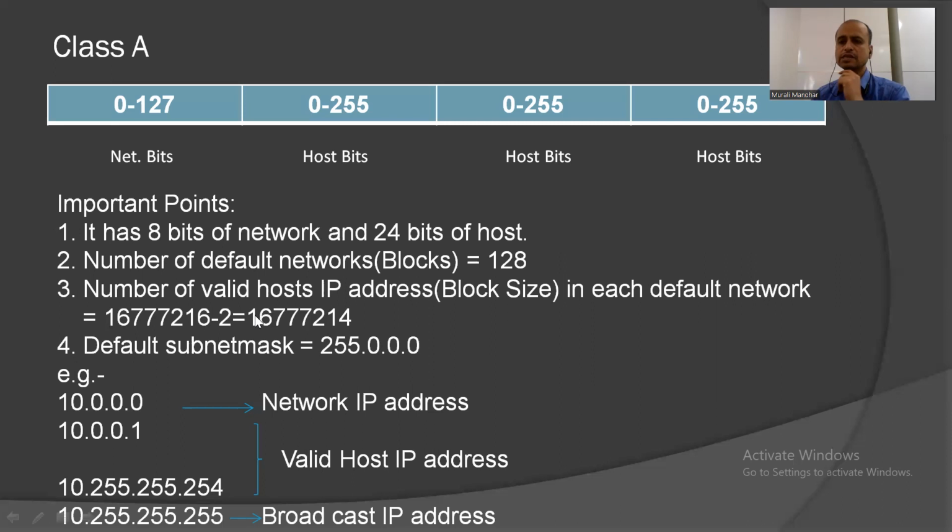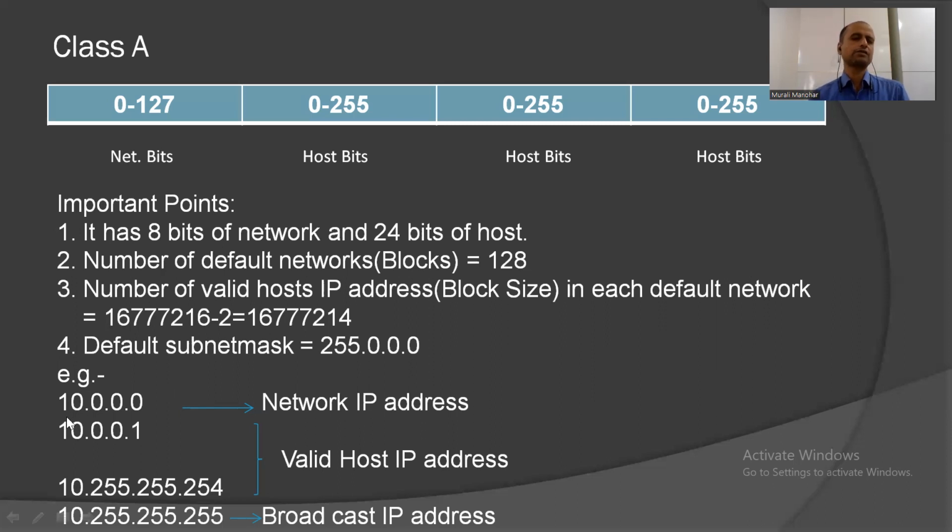So the actual number of nodes in a network of class A will be 16,777,214. Now, if we talk about the default subnet mask, the default subnet mask of class A is 255.0.0.0. And this subnet mask is used to specify the range of nodes in a network. Fine. Let's see one example of this class.